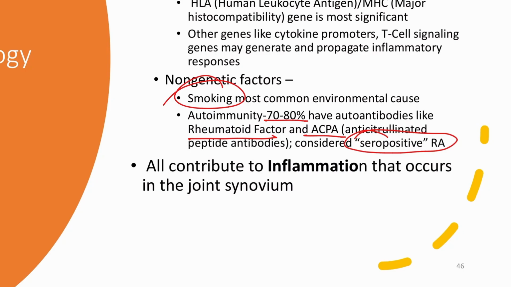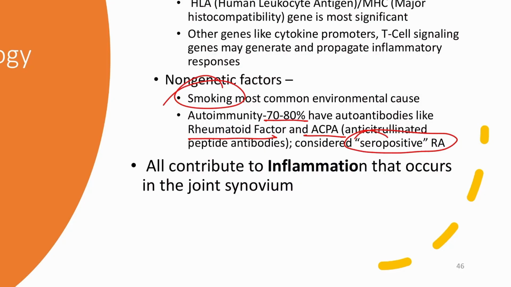What arthritis do we learn about which is seronegative? Psoriatic arthritis. There's no autoantibodies. There's nothing attacking it. It's the psoriatic arthritis. So that's what it means by seropositive. There is an antibody. There's something in the autoimmune problem that's causing this problem to happen.